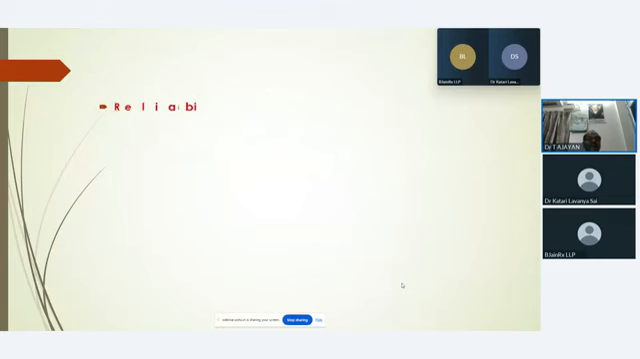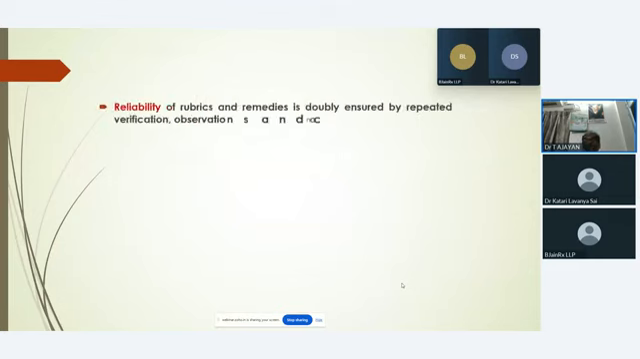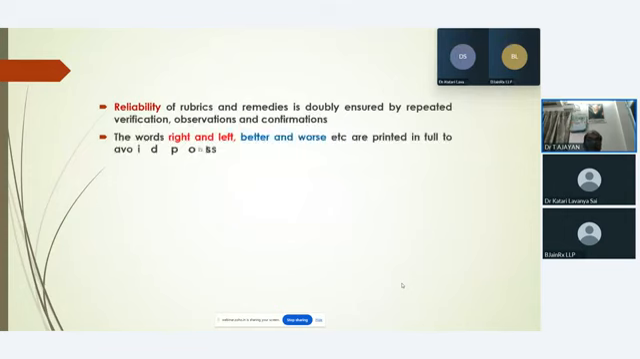Then the reliability of the rubric and remedies is doubly ensured by repeated verification and observation, another quality of this repertory. The words right and left, better and worse, etc. are printed in full to avoid possible errors. The large number of cross-references is another advantage.